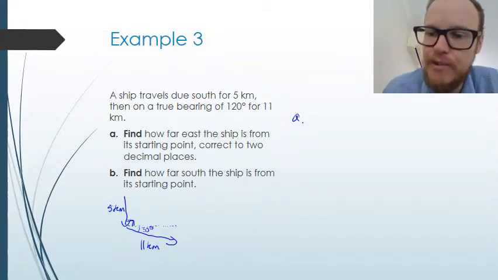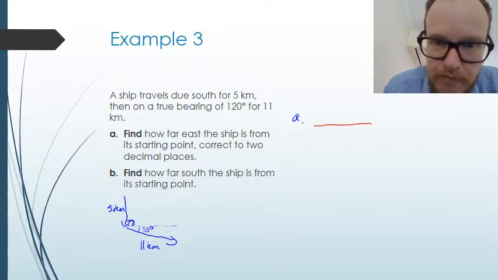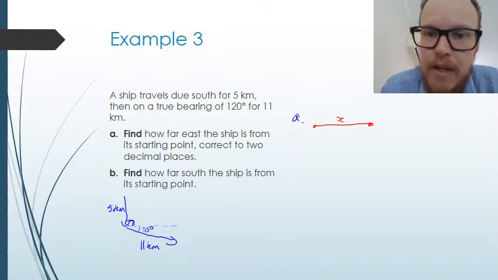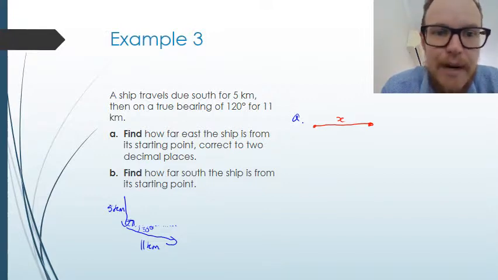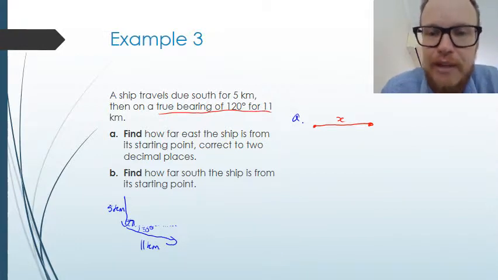Well, we have a triangle that we can use to work this out. East is going to be going out in this direction here. We want to know how far east it is. So we want to know what this value is, x. We know that when we've been moving east, it's been the second part of the journey, when we're going on our true bearing of 120 degrees for 11 kilometres.